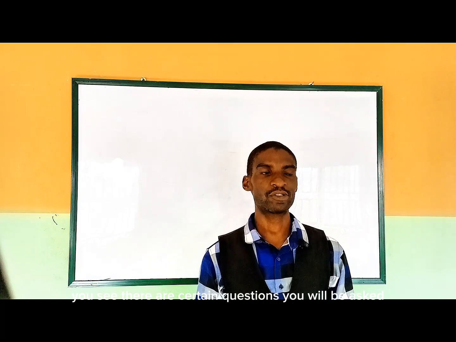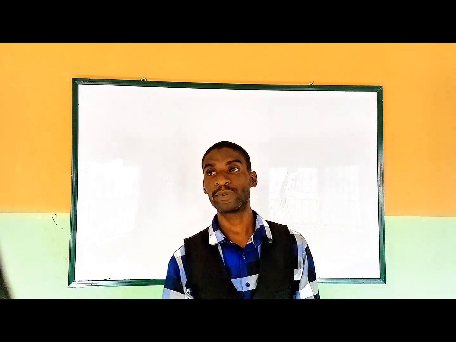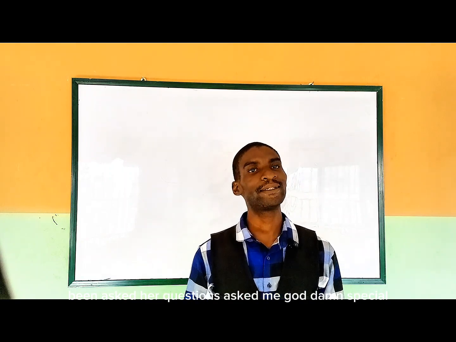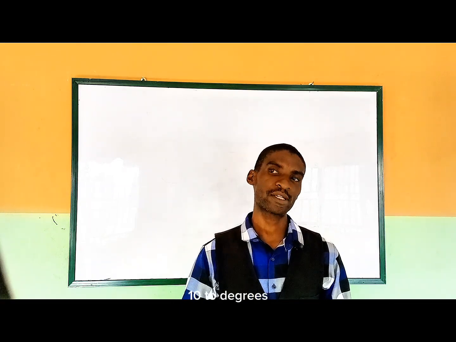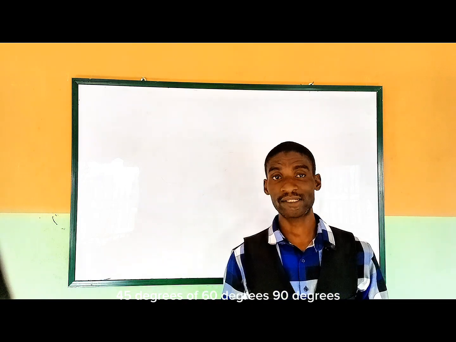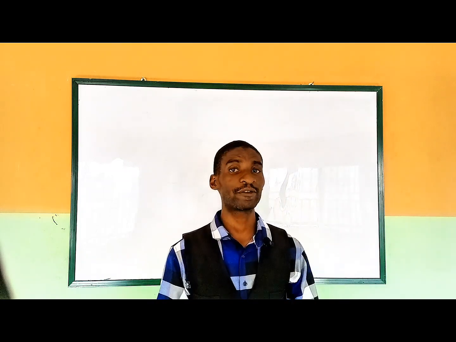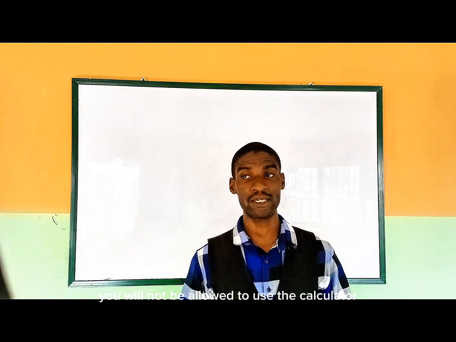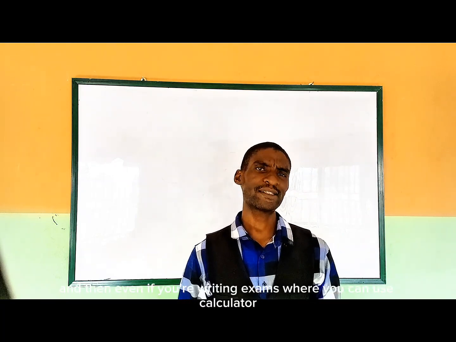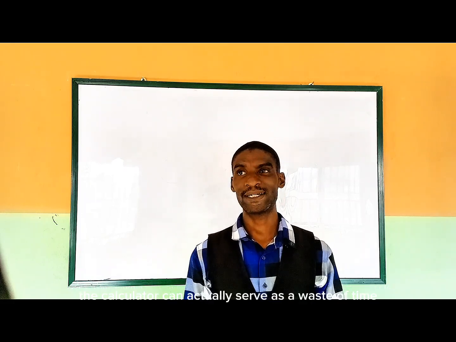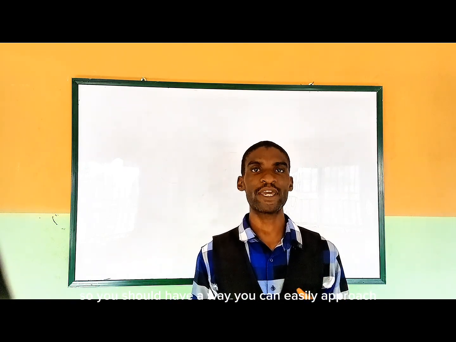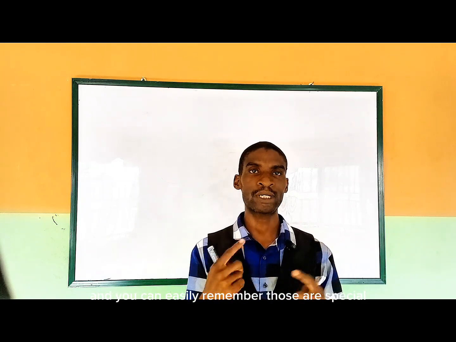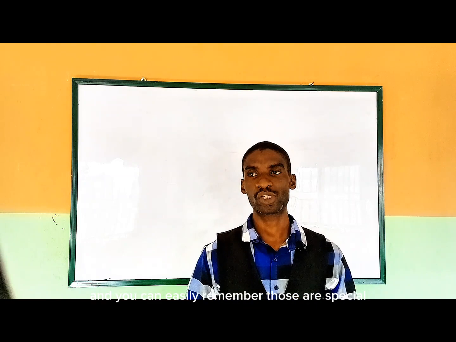You see, there are certain questions you will be asked regarding special angles, angles like 0 degrees, 30 degrees, 45 degrees, 60 degrees, 90 degrees. And if you're writing the JAMB exam, you can be very sure you will not be allowed to use the calculator. And even if you're writing exams where you can use a calculator, the calculator can actually serve as a waste of time. So you should have a way you can easily remember those special angles.